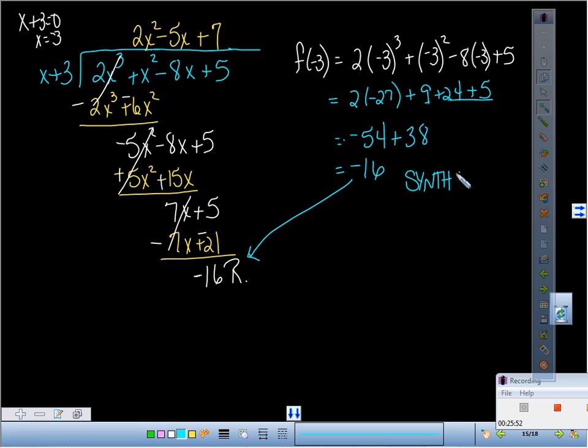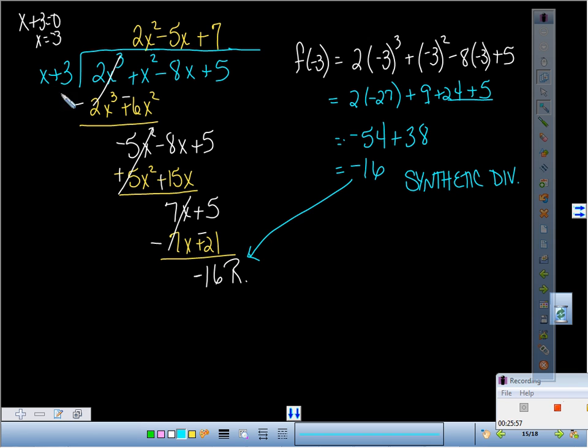There you go. Synthetic division. We started off calling it synthetic substitution, and then I said, hey, y'all, down the line they're going to call this synthetic division. So you can call it what you want to. Could I use synthetic division and find this negative 16 again?